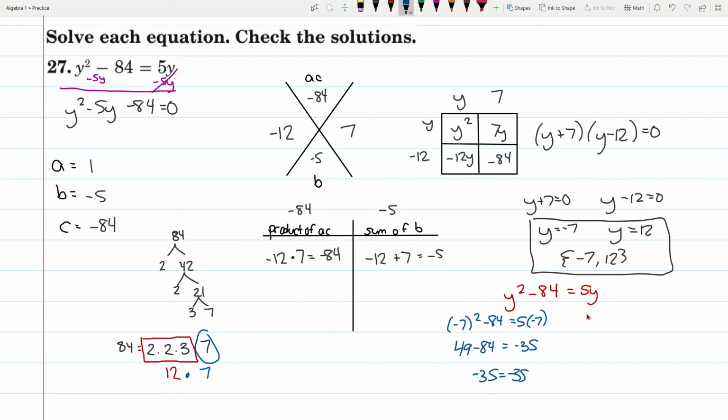When you put in 12, 12 squared minus 84 needs to equal 5 times 12. 12 squared is 144. Minus 84 needs to equal 60. And sure enough, 60 equals 60, so 12 is a legitimate, good solution.